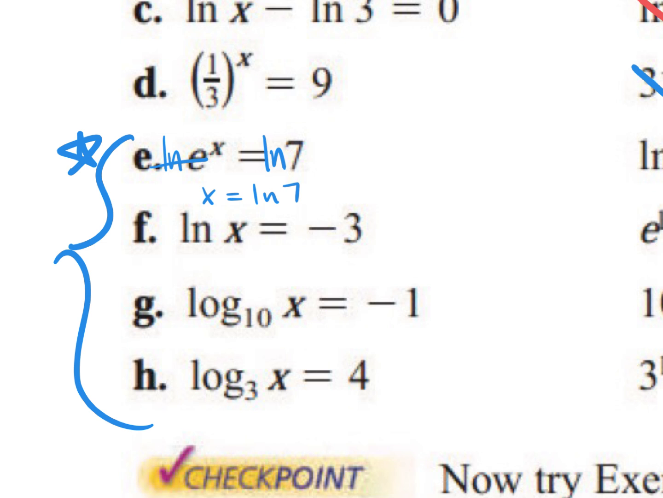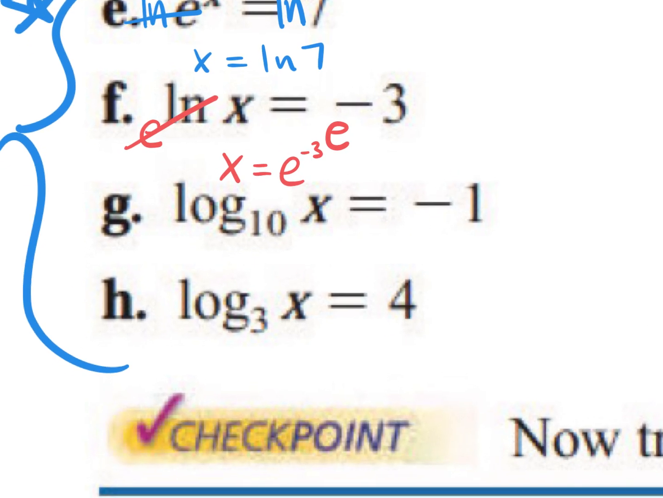For F, since we have an ln, I'm going to use exponents to solve here. So ln goes with e. So I'm going to make my big base e. So e to the power of ln will cancel, and I'm left with x equals e to the power of -3. So I used exponents when I have logs so that -3 becomes an exponent. Same thing in G and H. If we have logs, we're going to use exponents.